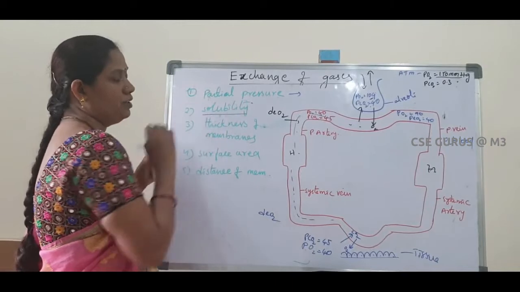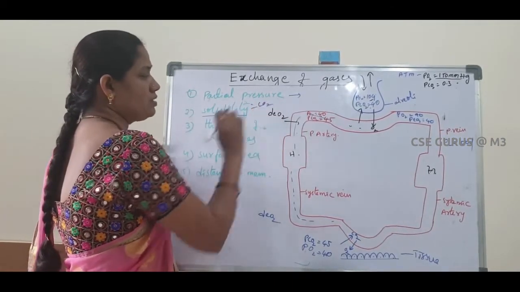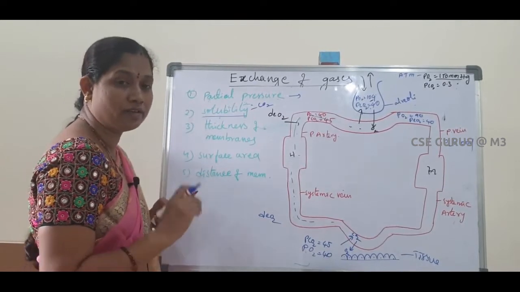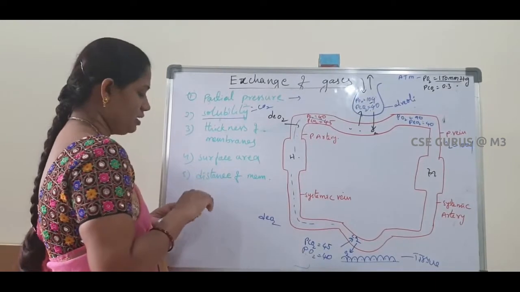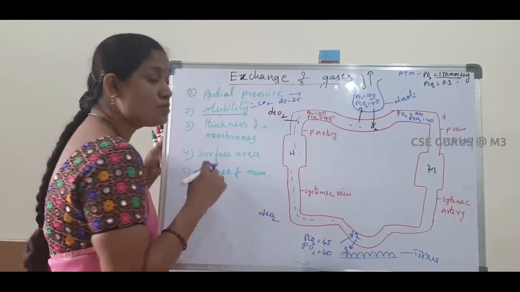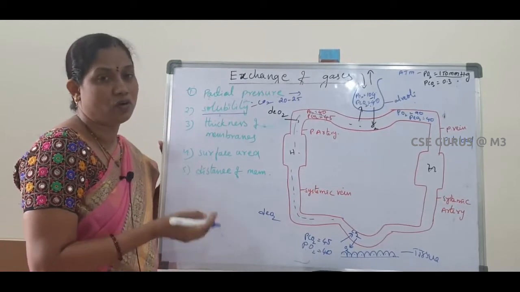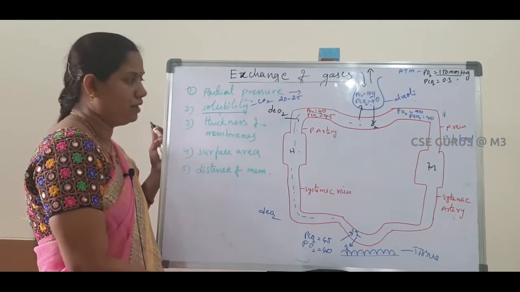Next, solubility. Here, carbon dioxide always has more solubility than oxygen. So carbon dioxide has high solubility compared to oxygen. It is 20 to 25 times more compared to oxygen. That's why carbon dioxide easily diffuses into the blood.